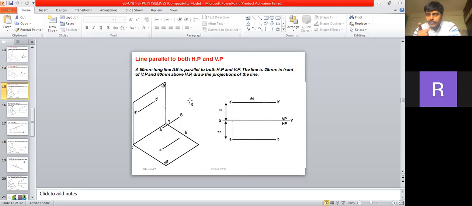So now, in the previous cases what we have seen, one is perpendicular to HP and the second one is... perpendicular to one means parallel to the other, simple. Perpendicular to HP means parallel to VP. So I have started in the above XY line. The second one, second problem, it is perpendicular to VP or nothing but parallel to HP.